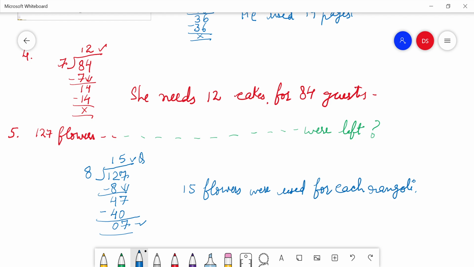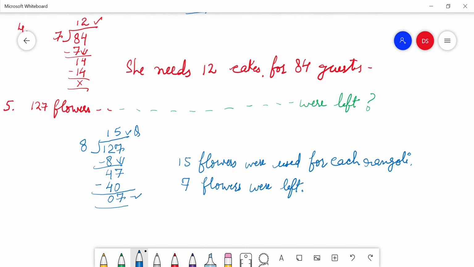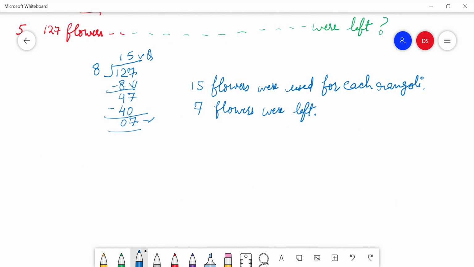Second question is here. How many flowers were left? And 7 flowers were left. Children, you will write the statement also in story sums. In story sums, it is compulsory to write the answer in a statement.